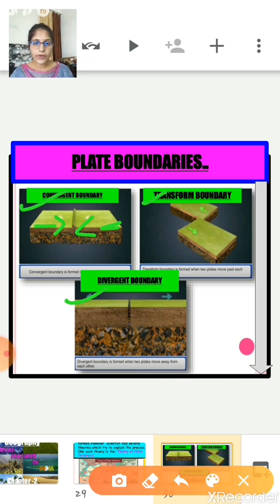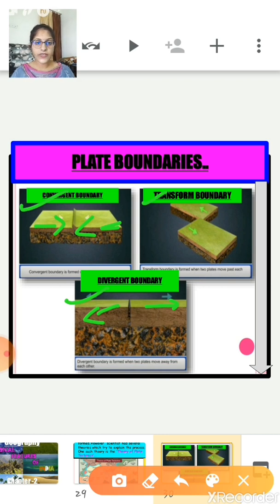Next one is the divergent boundary. Divergent boundary is when two plates move away from each other. This movement is called the divergent movement, and it is also called constructive because when two plates move away from each other, it forms block mountains. Block mountain is an example of the divergent movement.